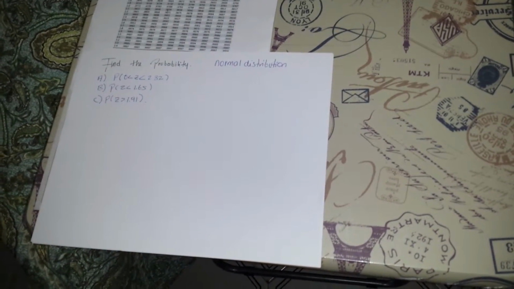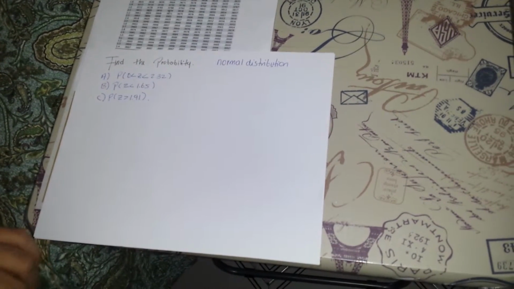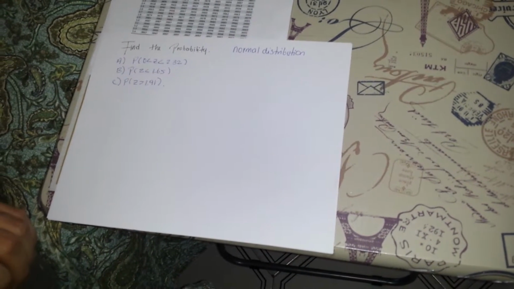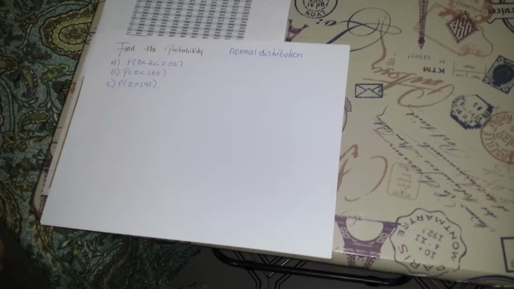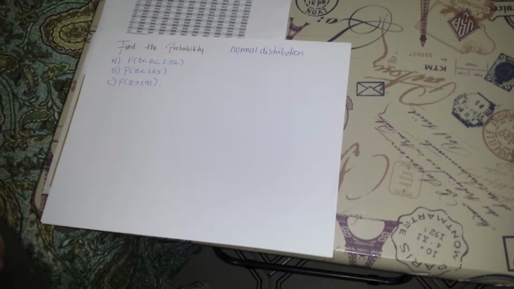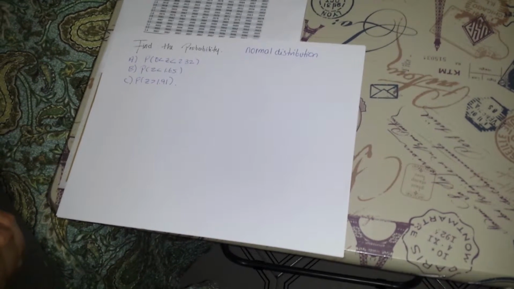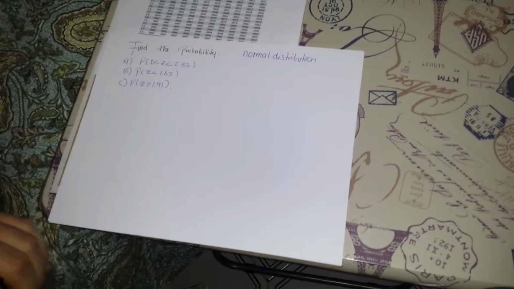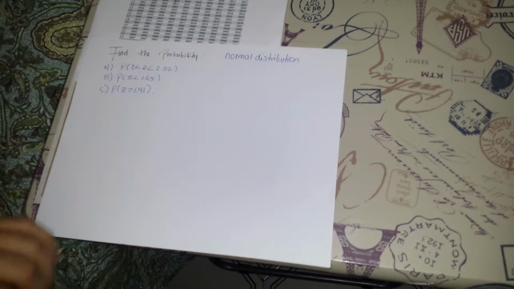Problem. I'm going to be solving a problem about finding the probability with a normal distribution. For example A, the probability 0 is less than z and less than 2.32, means to find the area under the standard normal distribution. You have to draw a curve between 0 and 2.32. The first step you're going to do is look at the area corresponding to the z value of 2.32.